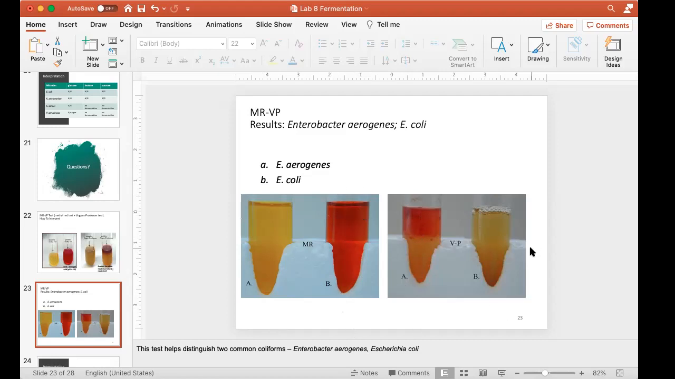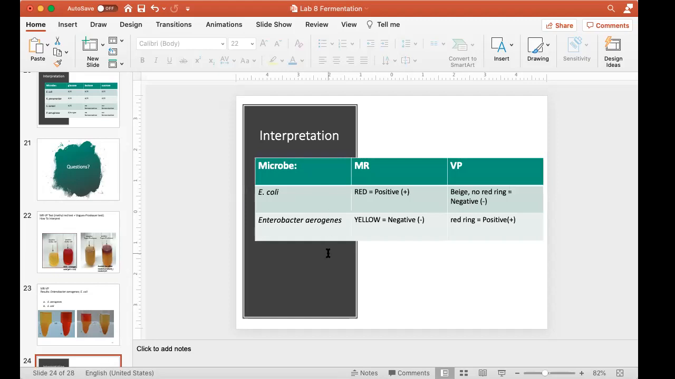If you look at the VP results, it's exactly the opposite. Enterobacter gave a positive result. E. coli gave a negative result. Enterobacter is positive on VP. E. coli is negative. So if you put the results into a table, you can really see why the MRVP test is useful for distinguishing these two organisms. It's also useful for many other organisms, but it's especially useful to tell these two apart. E. coli is going to be positive on MR, negative on VP. Enterobacter is going to be negative on MR, positive on VP.